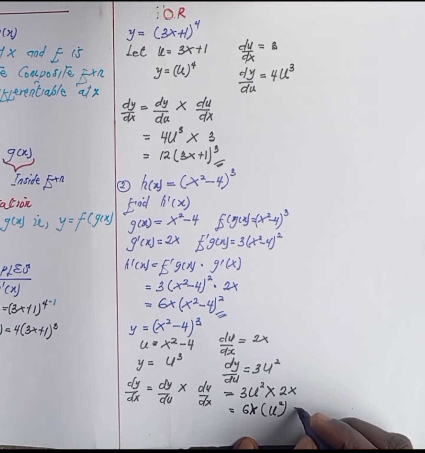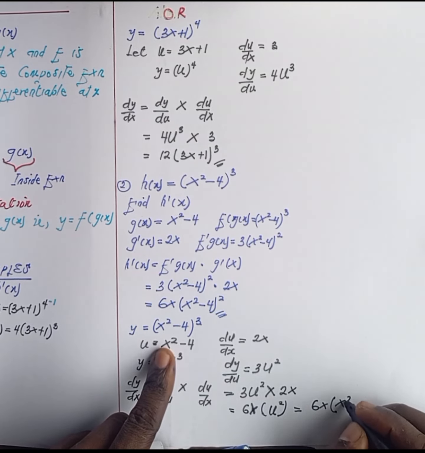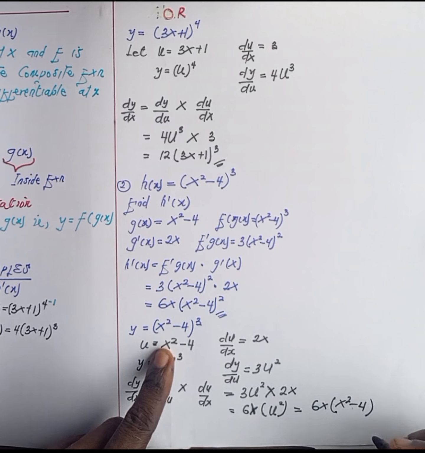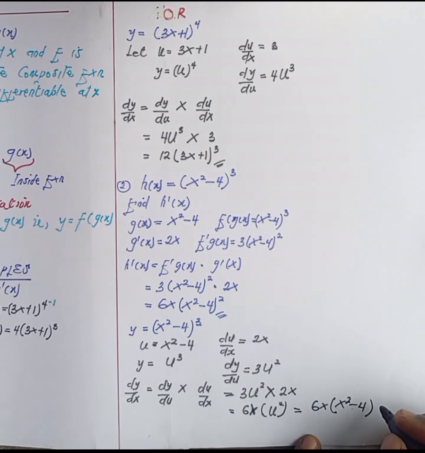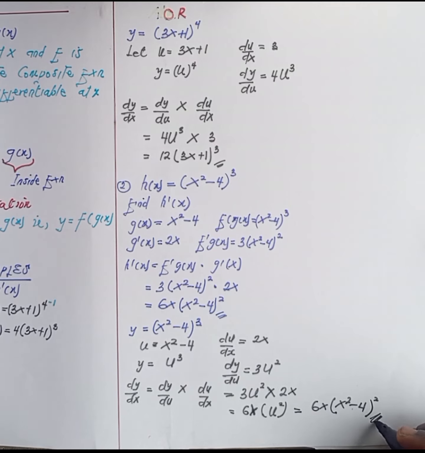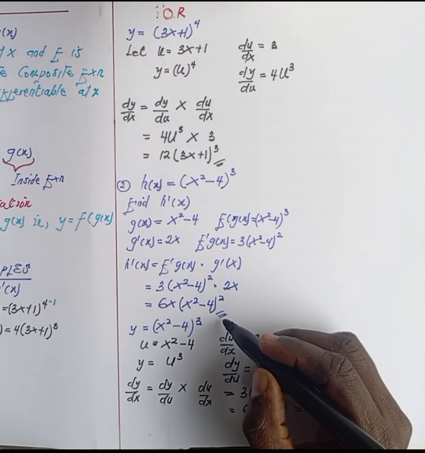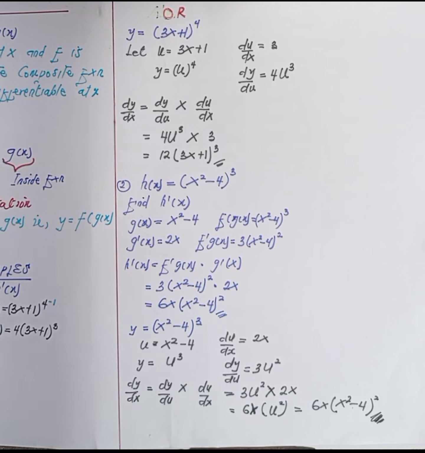So at the end, we are going to get our dy/dx being equal to 6x over (x squared minus 4) all squared. So you can see that the answer that we are getting here is the same answer that we had here. So no matter the method that you are going to use, you are going to get the same answer. We try the next example.